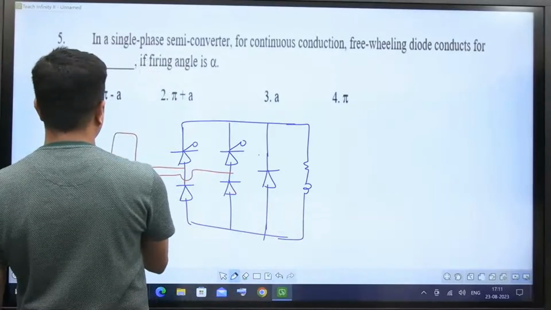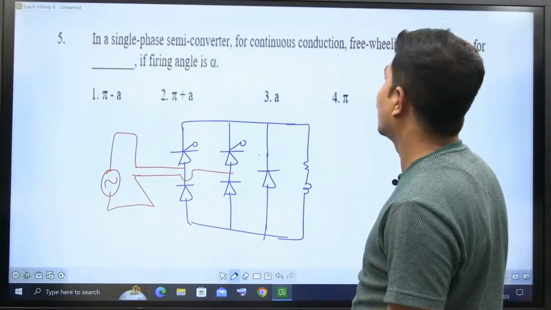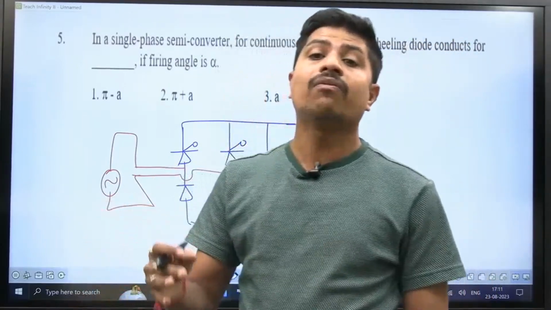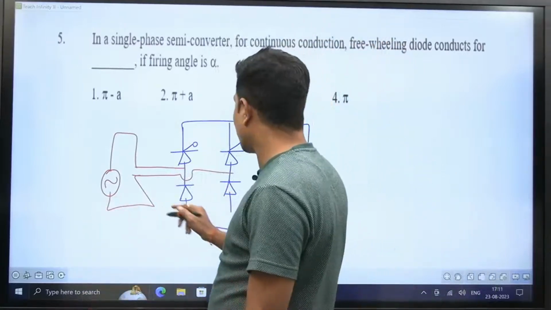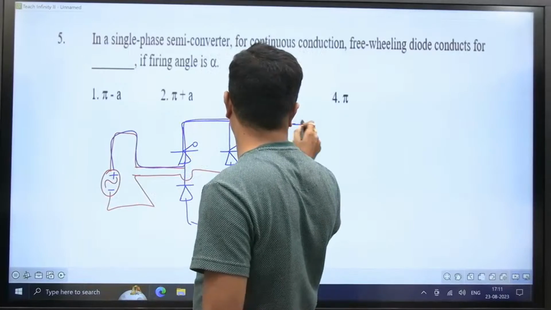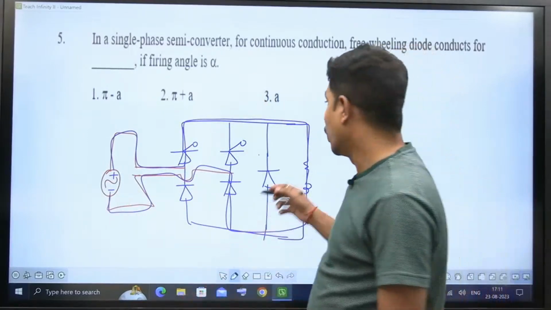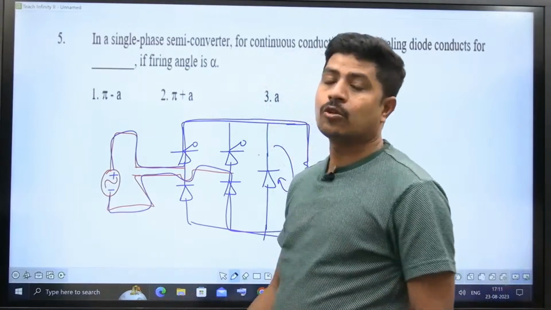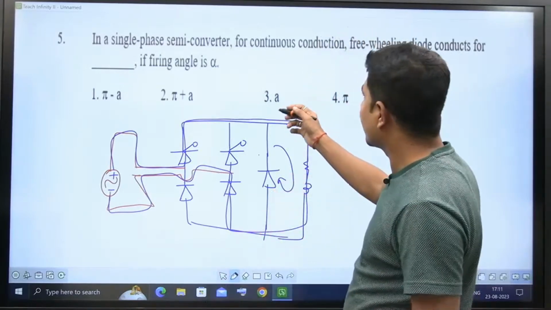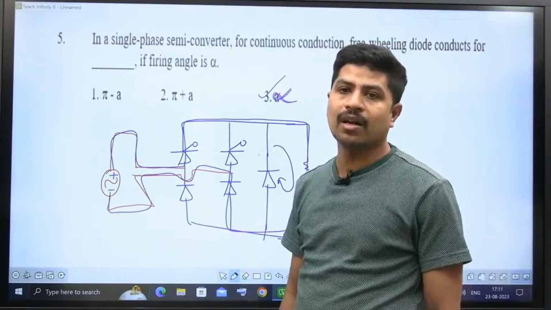Now this is the source and bridge converter I have taken. Now, what is it saying? For continuous conduction, the freewheeling diode conducts for dash if the firing angle is alpha. Now, when you give the firing angle alpha, from alpha to pi, this is the path. I'm talking about the positive half cycle. During the positive half cycle, this is the path from alpha to pi. But after pi, there is the freewheeling diode. So from pi to pi plus alpha, the freewheeling diode will conduct. Therefore, the freewheeling diode will conduct for alpha. It is option 3, alpha. The freewheeling diode will conduct for alpha degrees.